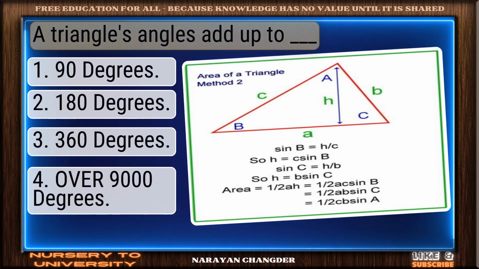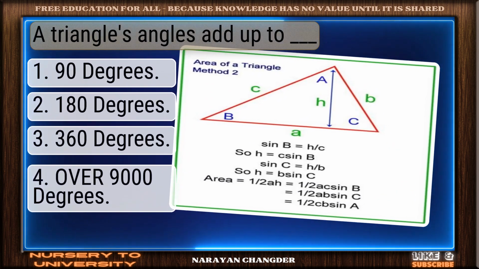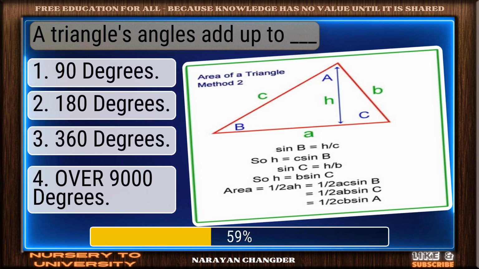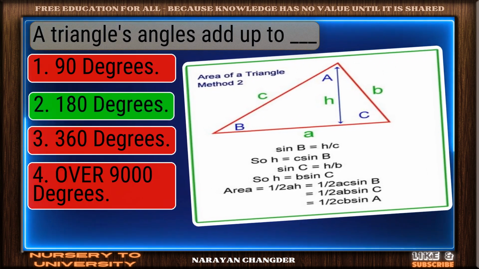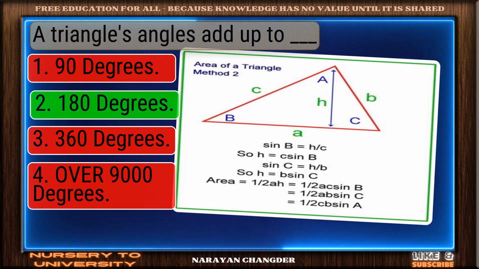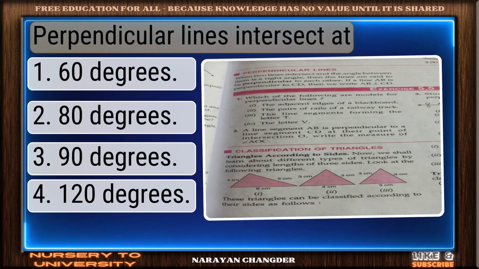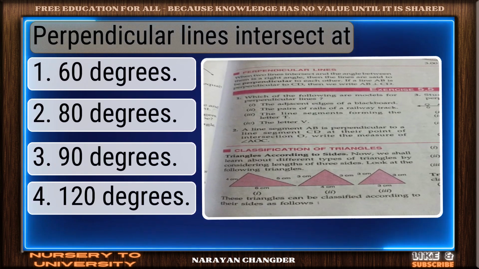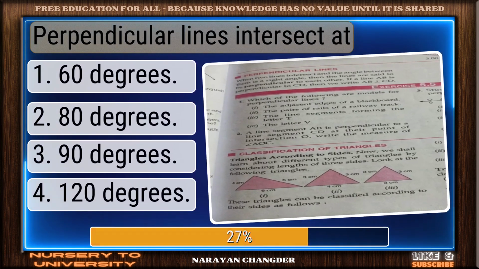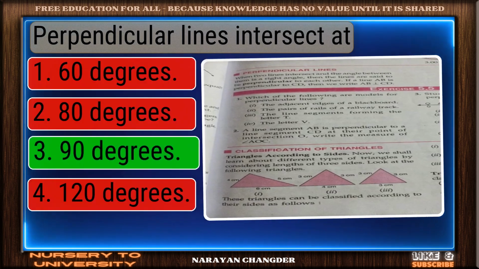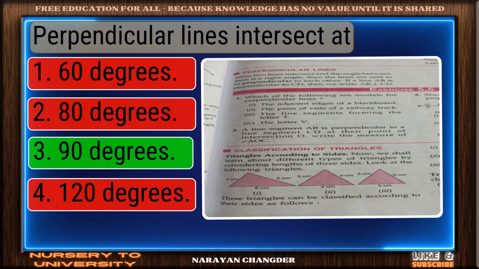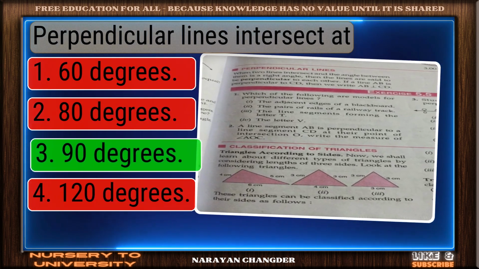Question number 45. A triangle's angles add up to dash. Smart move. 180 degrees is an accurate answer. Question number 46. Perpendicular lines intersect at? Nice work. You chose 90 degrees and it is correct.